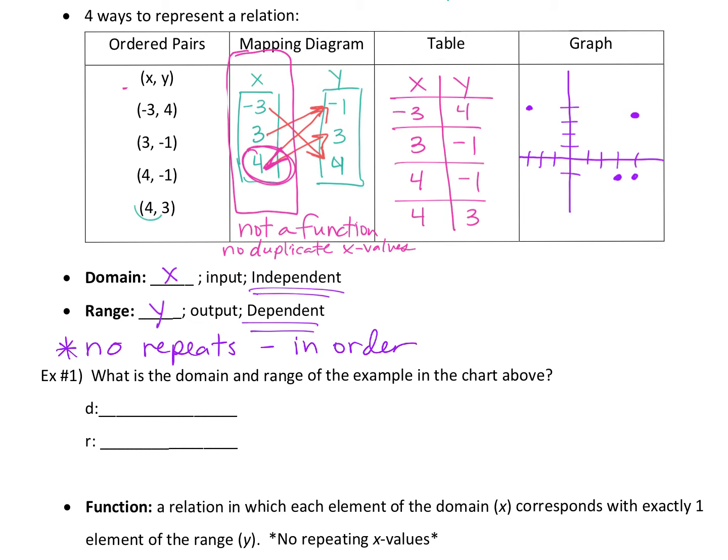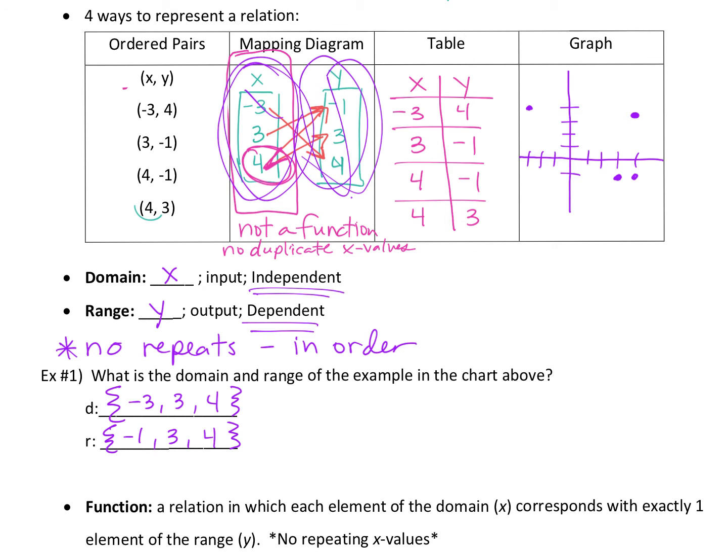So my domain, we already did this. It's our mapping diagram numbers, right? My domain would be -3, 3, and 4. And you just put them in the little squiggly brackets. That's how you list it. The range then, same thing, -1, 3, and 4, right? So here was my domain. Here is my range. So a mapping diagram does domain and range for you if you set it up properly. Questions on any of that? This should all be review. You've done this before, probably like day 1 of Algebra 1.